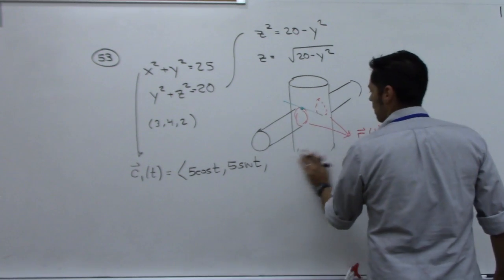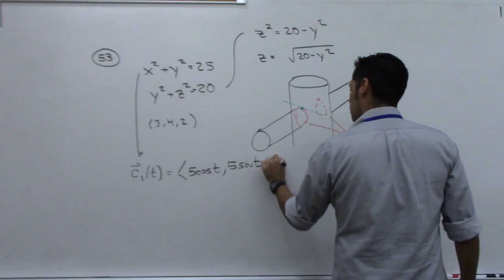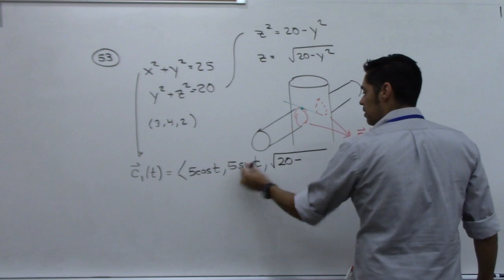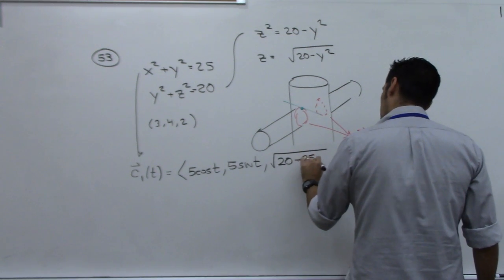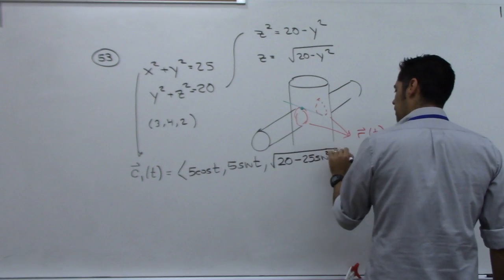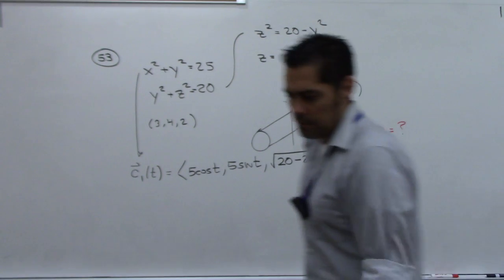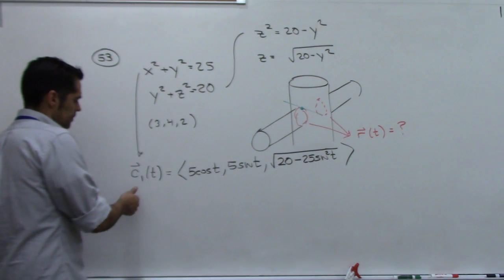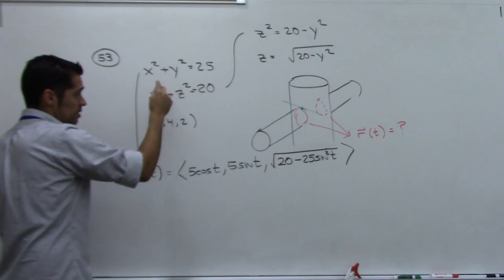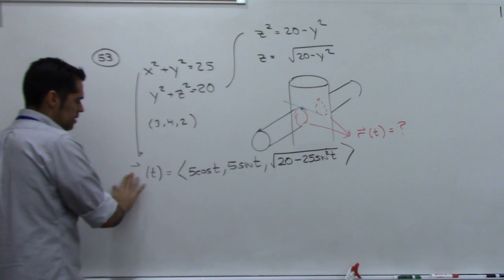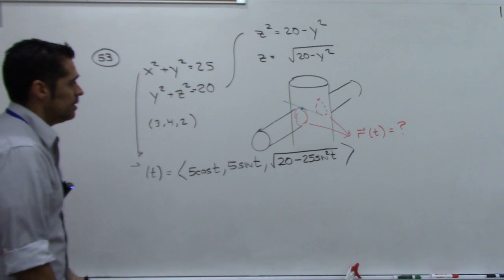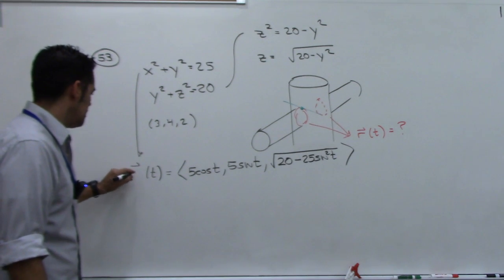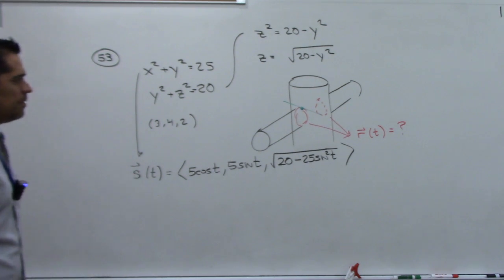So it must satisfy that root 20 minus y squared. But y, remember, is this. So square that, you get 25 sine squared t. Sorry, I should just call this something else, because this is not the vector equation of this cylinder, it's their intersection. So why don't we just call it, I don't want to call it R, intersection, crossing, however you want. I'll just call it S of t, all right? And then I'll let this one be the R.